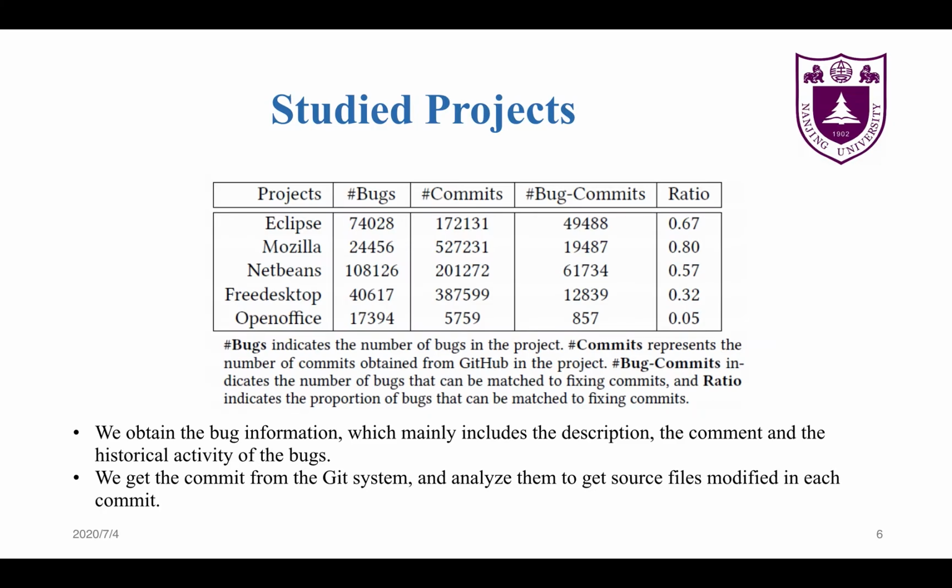This is the data we use for experiments, which includes 5 open source projects. For each project, we get bug information from bug data, which mainly includes the description, the comments, and the historical activity of the bug. We also get the commit information from the Git system and analyze it to get the source files modified in each commit. In the first column of the table, it shows the number of bugs that can be connected to commits, and the 5th column shows the proportion of these bugs.